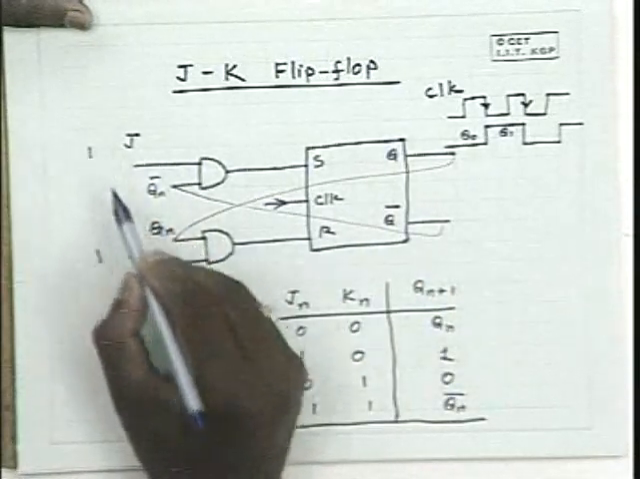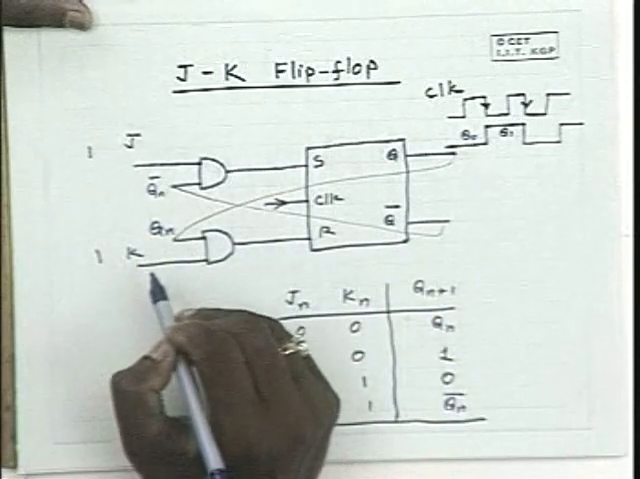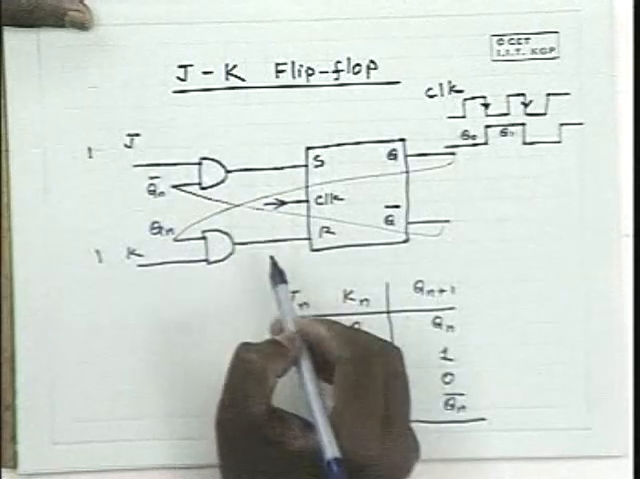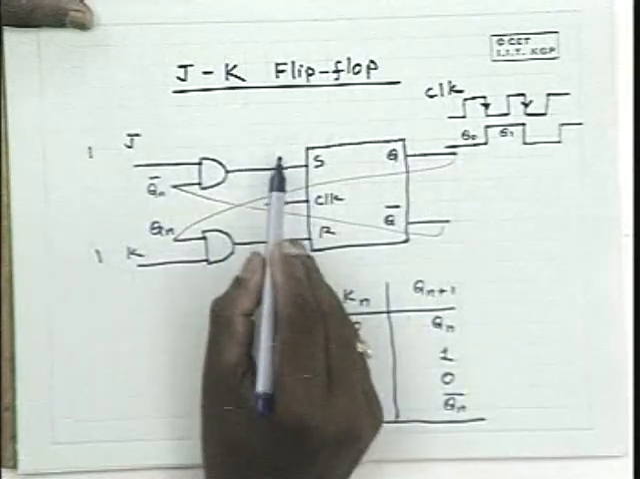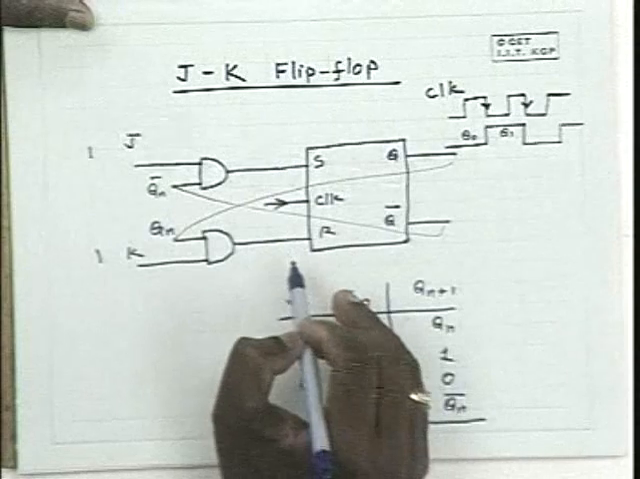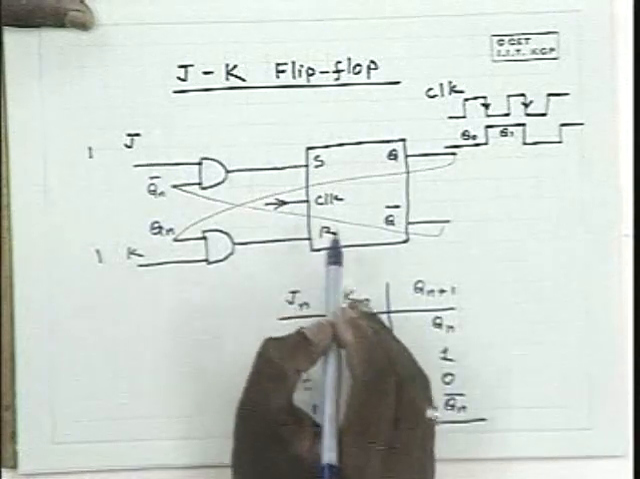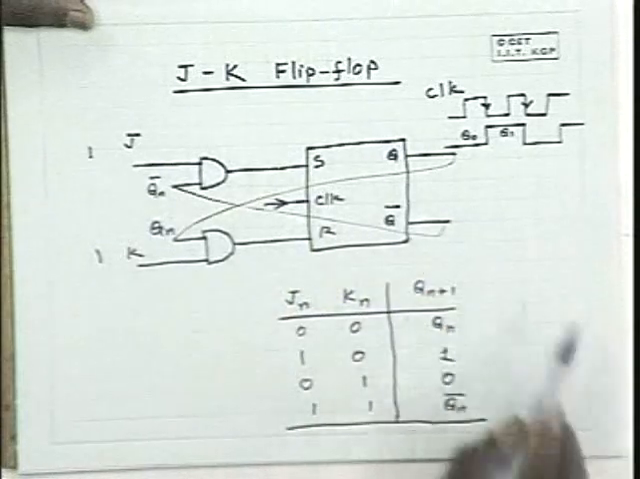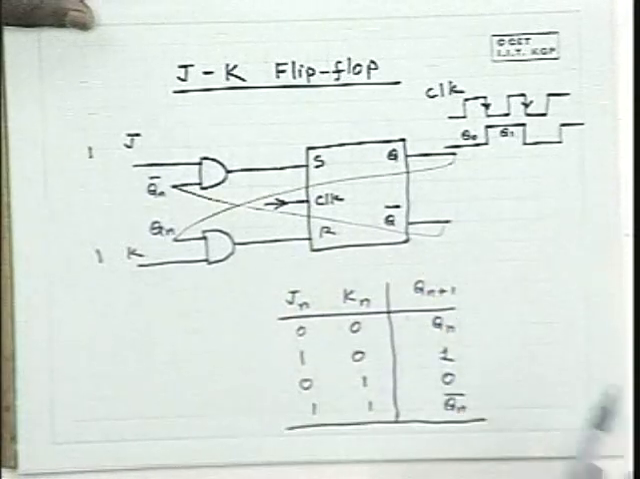When both the inputs are zeros, naturally, irrespective of Qn and Qn bar, this is going to be 0, 0. And in an SR flip-flop, when the inputs are 0, 0, irrespective of the clock pulse, the output remains in the same state, in the same previous state. Therefore, it is Qn.